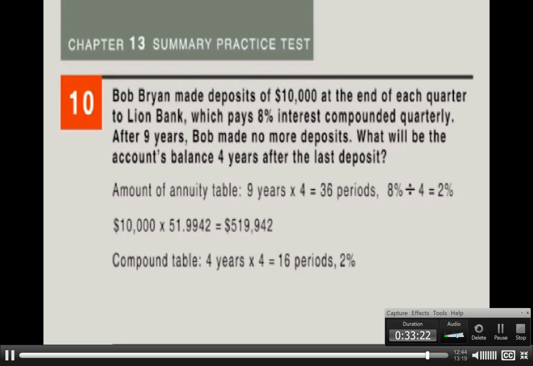In other words, $1 is going to grow to $1.37. But he doesn't have $1 to start. He has how much? 519,942 times the compound table amount. And boy, Bob's money grows, even though he makes no more contributions, 713,776.37. That's why they tell you you should always plan to put money away early. Even if you can't contribute later on in life, it will still grow through the compounding process.